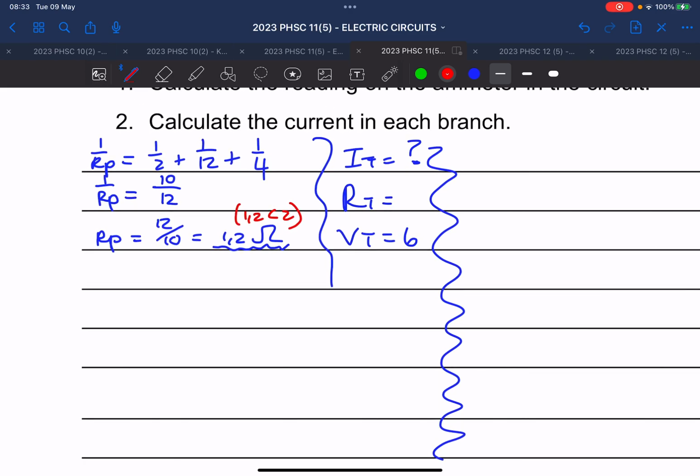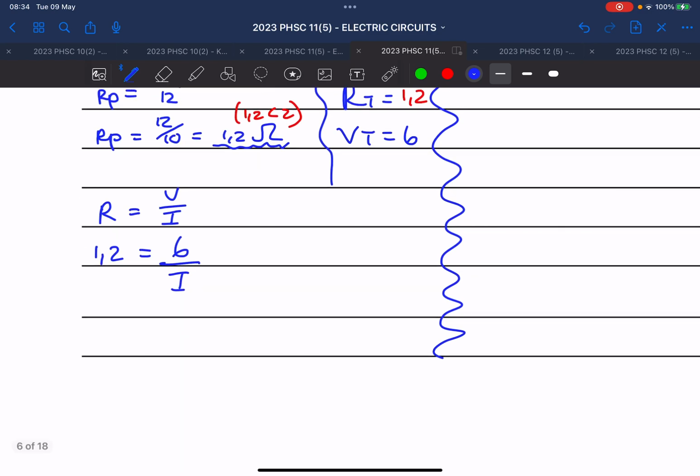Alright, so that is the total resistance in the circuit, but they ask for the total current. Okay, Ohm's law, go for it. The potential difference across the conductor is directly proportional to the current through the conductor at a constant temperature.